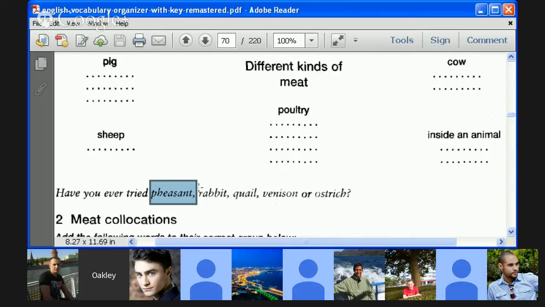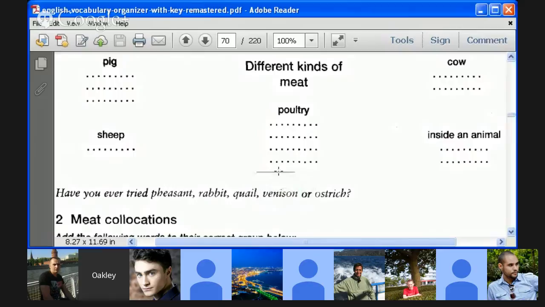Okay. Amore, have you ever tried any of these things? Pheasant, rabbit, quail, venison, ostrich? No, teacher. Oh, yeah? Do you know what venison is? Venison, no. Quail and rabbit, yes, I know. Ostrich, no idea. Venison, no idea.